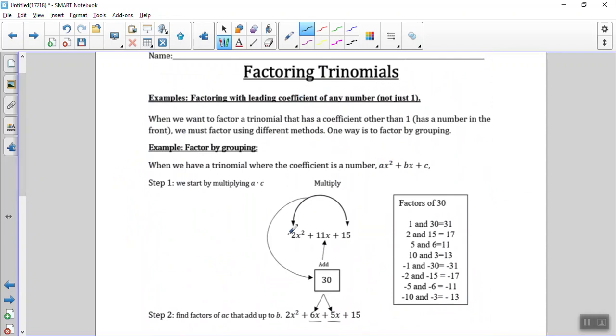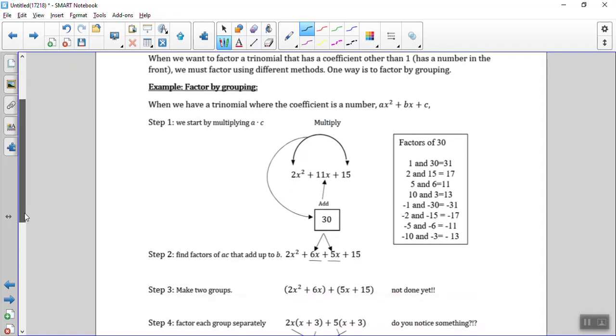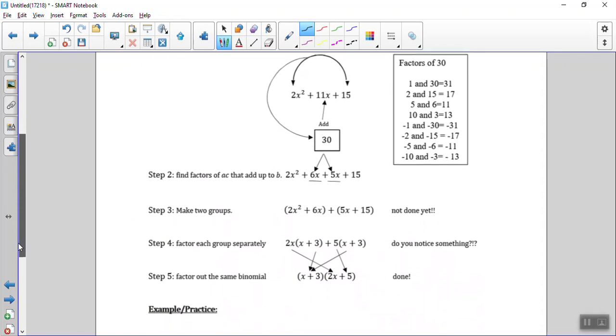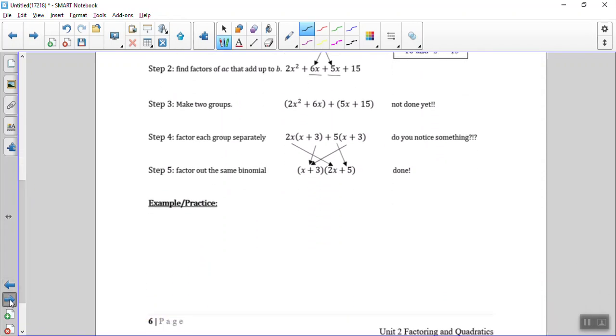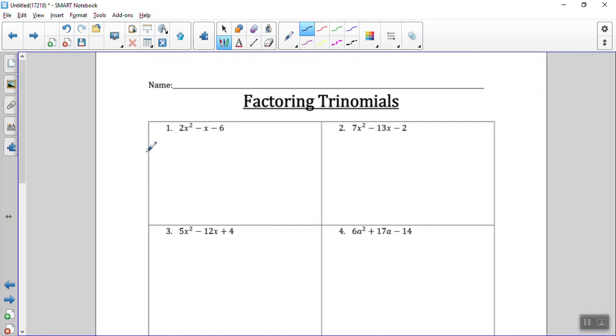So basically there's a number in front of your, excuse me, in front of your squared term here. There's a number here. One way to do that is factoring by grouping, and I'm going to show you the steps to do that, okay? Here are the steps. I wrote out the steps for this problem right here. I'm not going to walk you through it. I'm just going to actually do some examples here, okay?